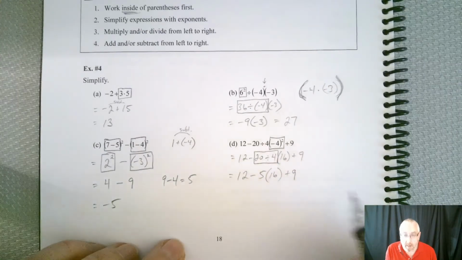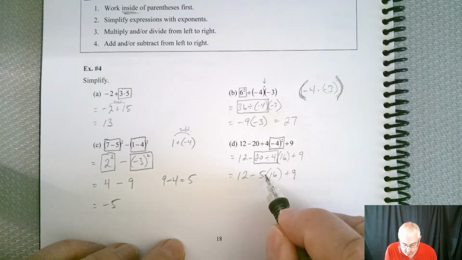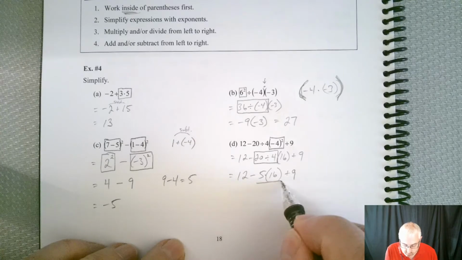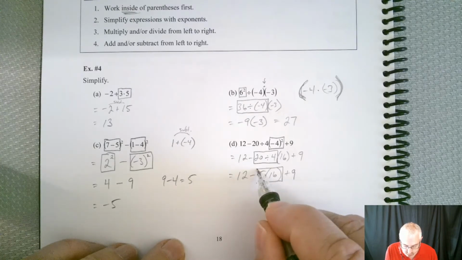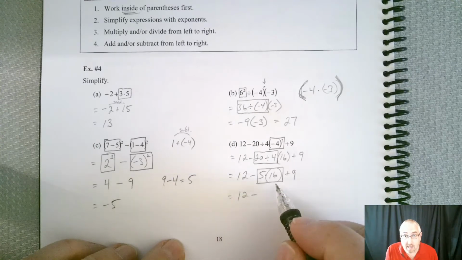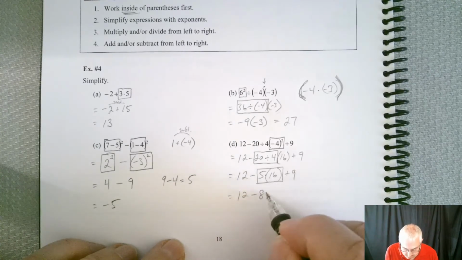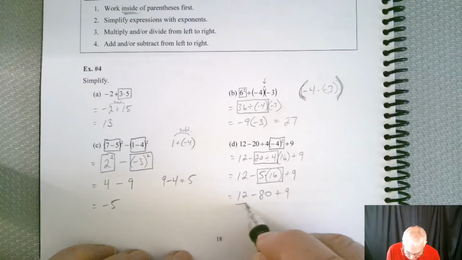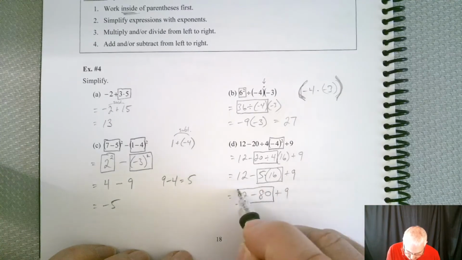So next, again, we've got multiplication here. So that dominates over subtraction and addition. 5 times 16 is 80. All right, so now we're just down to subtraction and addition. So which one of those do we do first? Left to right, left to right. So we've got to do the subtraction first.